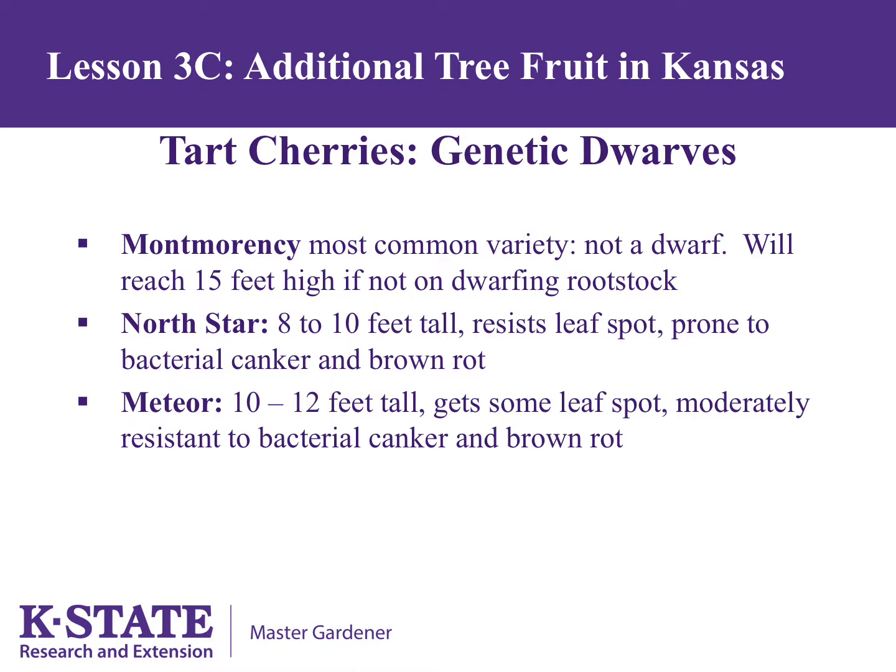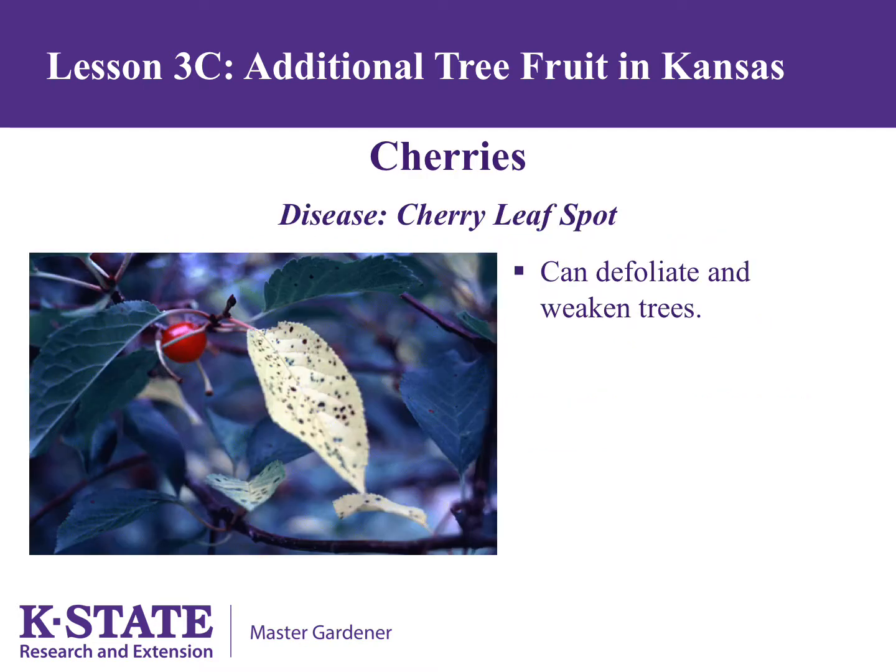North Star is 8 to 10 feet tall and has good leaf spot resistance, but is prone to bacterial canker and brown rot. Meteor is a bit larger than North Star. It is somewhat susceptible to leaf spot, but moderately resistant to bacterial canker and brown rot.